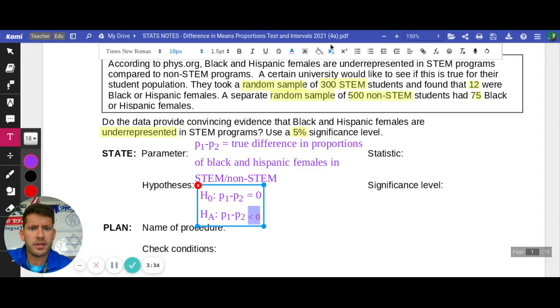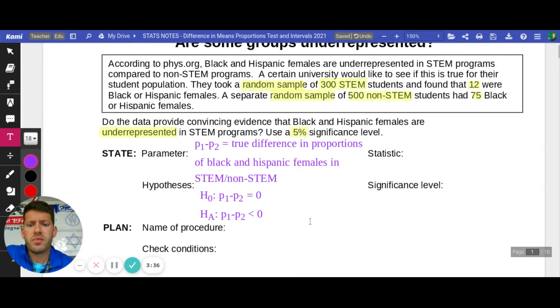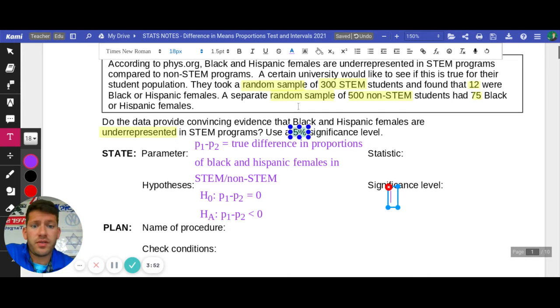So if when we subtract STEM minus non-STEM we get a negative value, then that will tell us that they are underrepresented, that there's a lower proportion in the STEM classes. The significance level is told to us, it's 5% or 0.05. That's our alpha level.